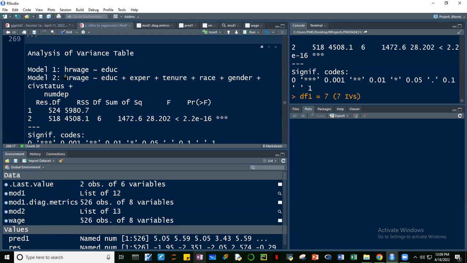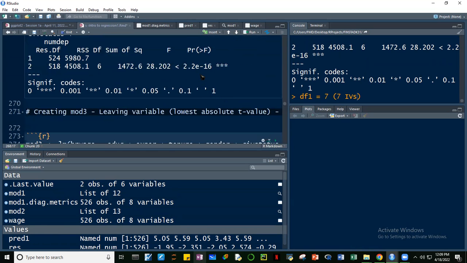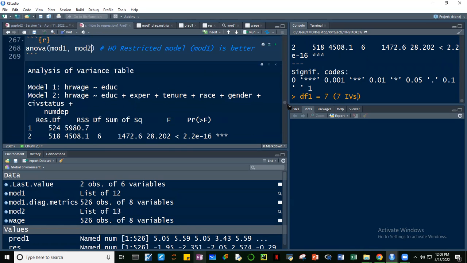All right? So this is our restricted model. This is our unrestricted model. And our null hypothesis is that our restricted model is better. And you have this p-value less than 0.05, in fact, significant at 0.1% level of significance. Okay, so we reject the null hypothesis na mas maganda yung Model 1. Turns out, guys, mas maganda si Model 2, no?